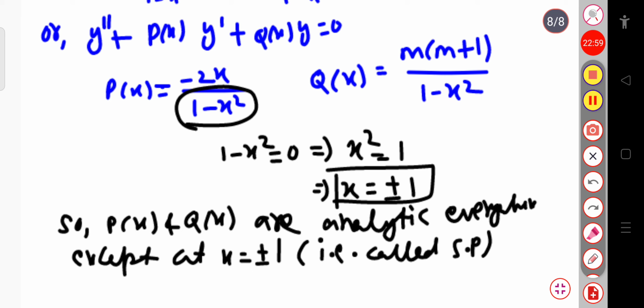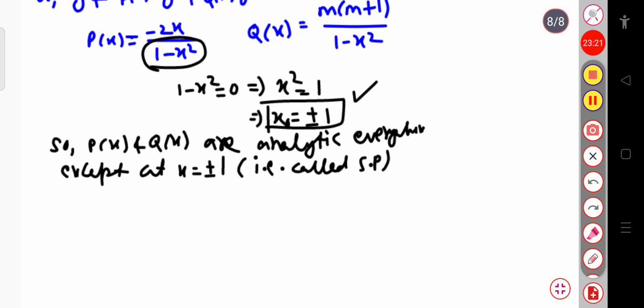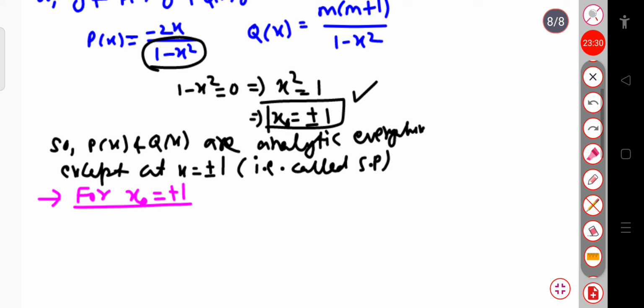So now you have to check for the first one. For plus 1 you have to check whether that is regular singular point or not. Then for the second time you have to check for the minus 1 whether this is your regular singular point or irregular singular point. So basically the x value you have calculated, that is nothing but your x naught. Okay, this is your x naught value. So now let us calculate first for x naught equal to plus 1. Now we have to check whether this is your regular singular point or irregular singular point.